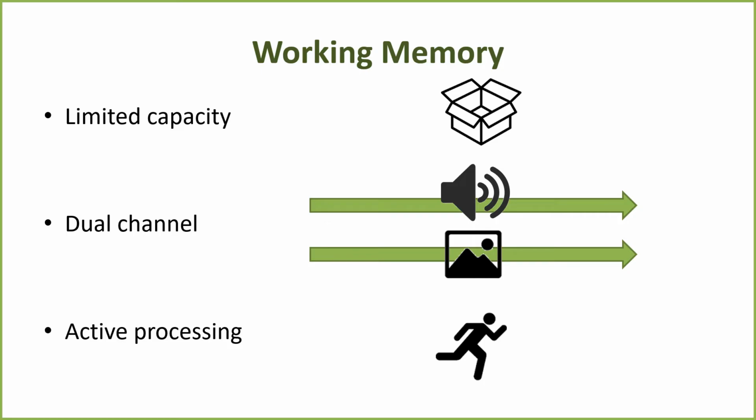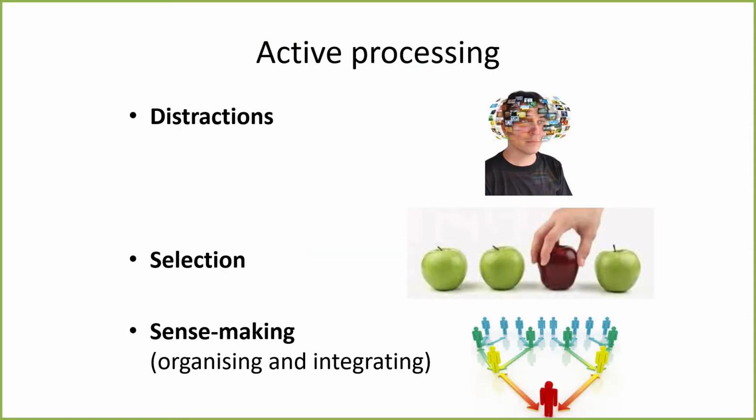And then the last point is that you have to actually have active processing in learning. Like the carpenter actually has to build the chair. Unfortunately, we don't get internet downloads for our learners. And now let's unpack that active processing a bit. There are three kinds of active processing. One is distractions. The next one is selecting out what's important. And the last one is sense making.